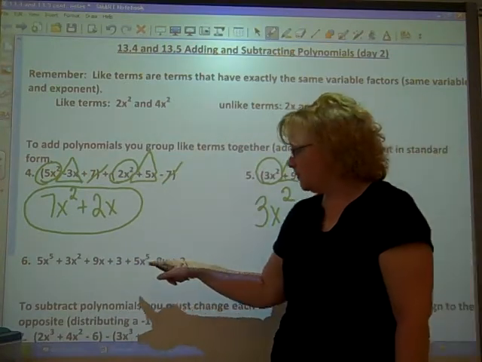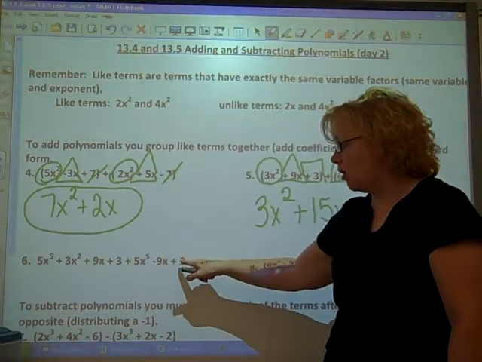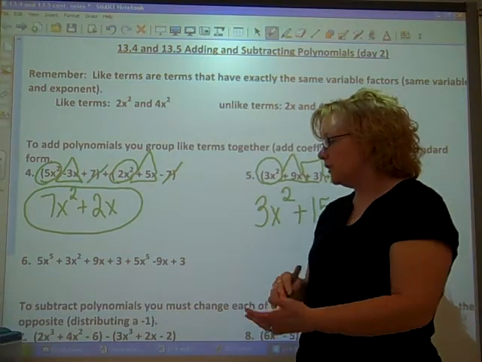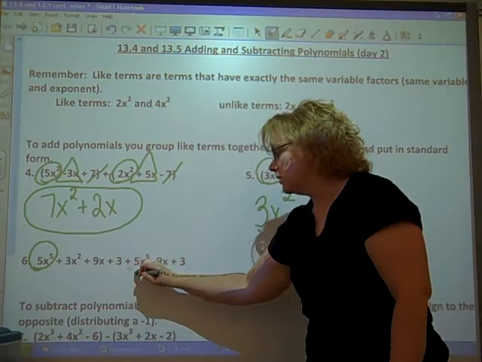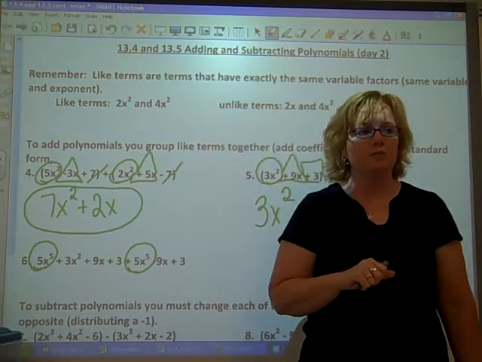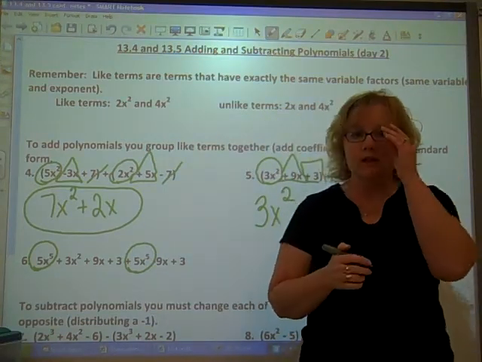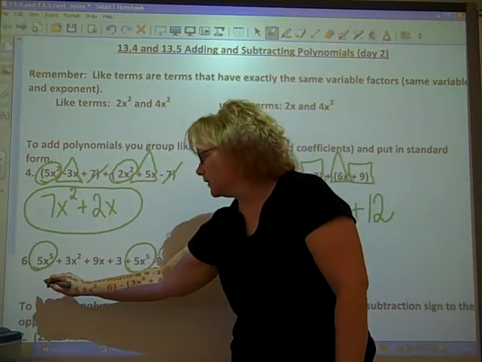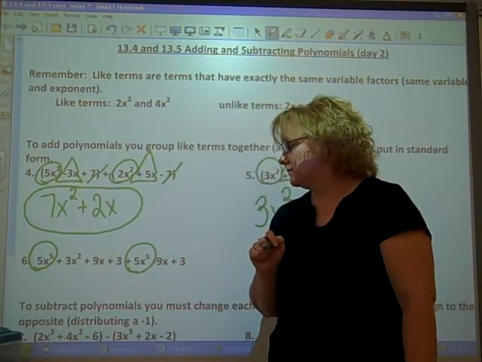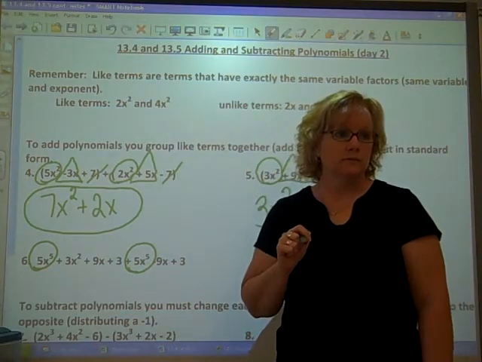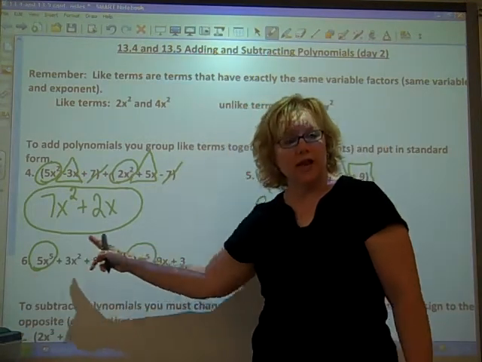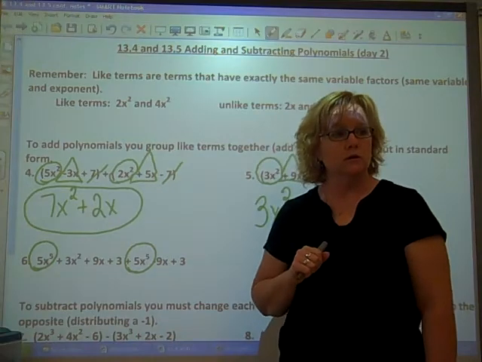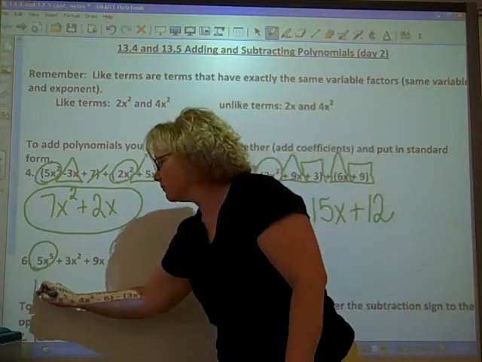5. Okay, so I'm going to look through and I'm going to find all of my terms to the 5th power. So I have 5x to the 5th power and another 5x to the 5th power. So when I put those together, what do I get? Add your coefficients. Add the numbers out in front. 10x. Okay, so you get 10x to the 5th power.